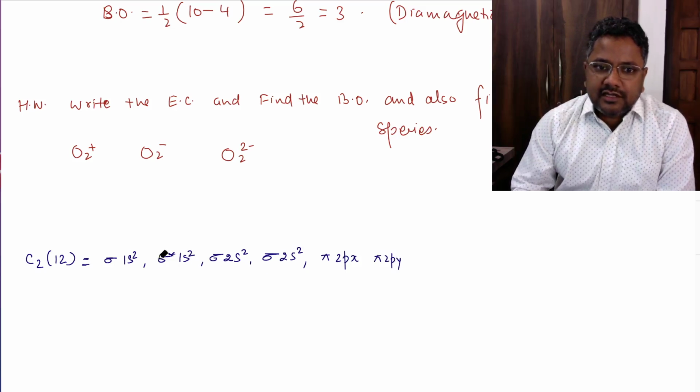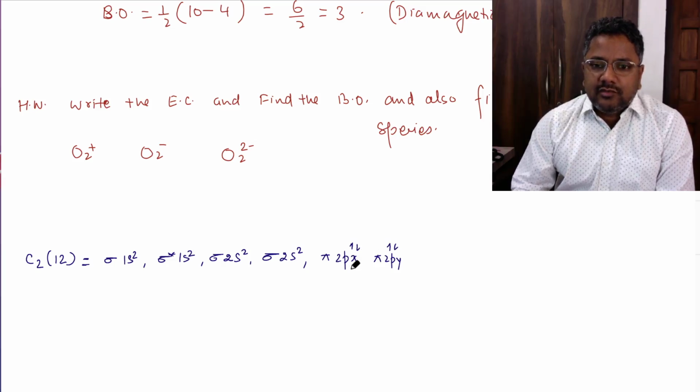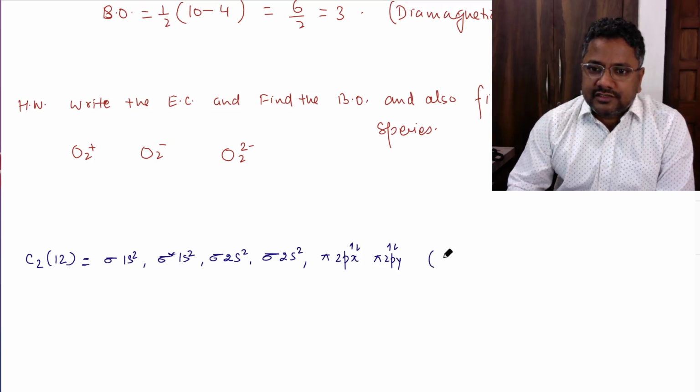How many electrons are left? 2, 4, 6, 8, 10, 12. So in this type of filling, Hund's rule you should apply. No unpaired electrons are there. 1, 2, 3, 4, 5, 6. So this is diamagnetic. Okay.